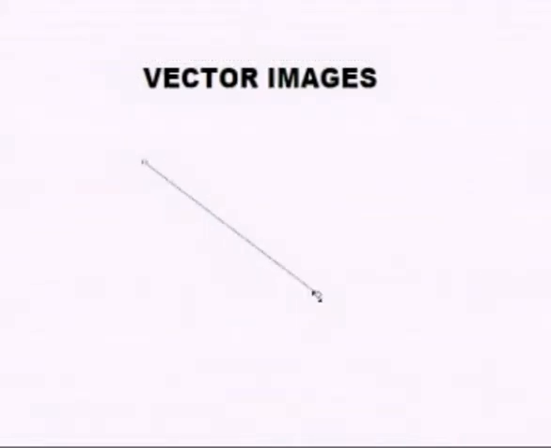Working with images, vector graphics. A vector can be thought of as a line. Two points define a line and consequently can define a vector. The computer fills in the dots for display and printing purposes.